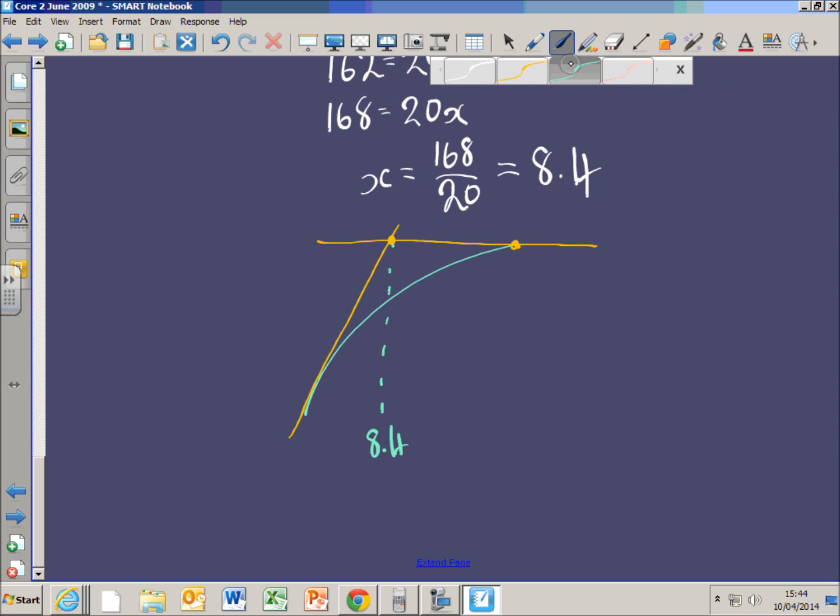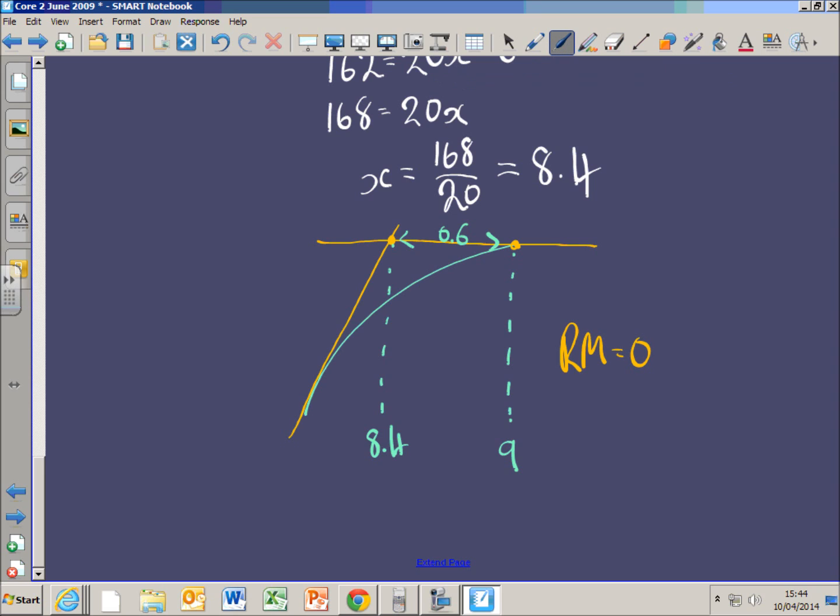And then this point here, if you remember, has the x value of 9, wasn't it? So the distance between the two, which is what we're asked for, is 0.6. That's right, isn't it? So I've done it all right, haven't I? So the distance R to M is just 0.6.